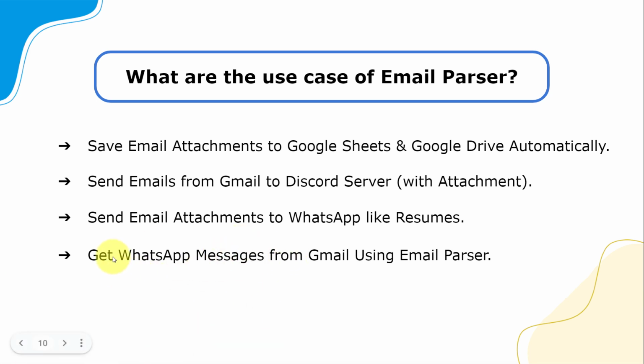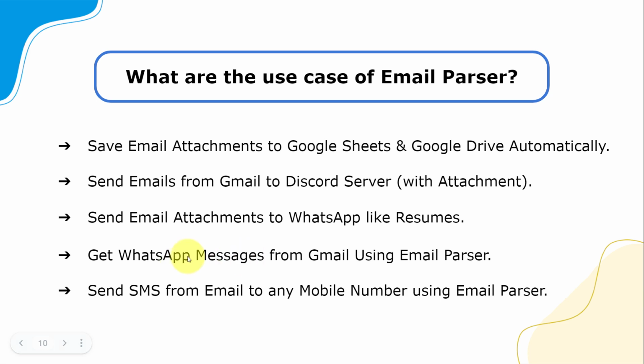Fourth use case we have is get WhatsApp messages from Gmail using email parser. Well, this is kind of similar to the previous use case. You can actually get the WhatsApp messages of every single email you are receiving on your Gmail account, and you can also filter the important emails. Let's say if you do not want to receive the messages on WhatsApp for every single email, you can also apply the filter and receive only the important emails on WhatsApp.